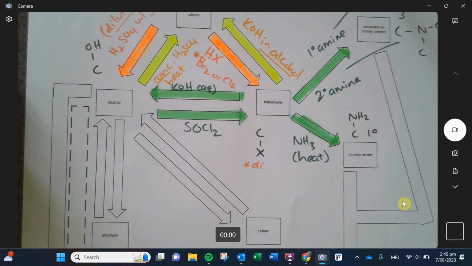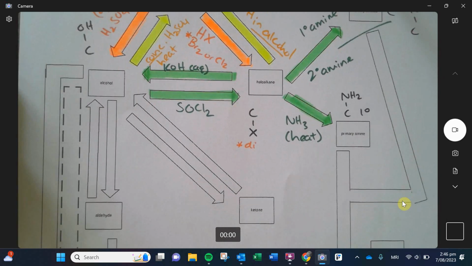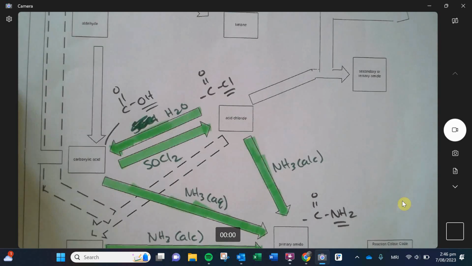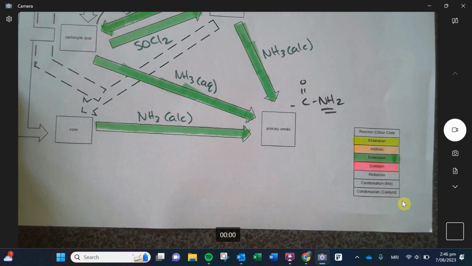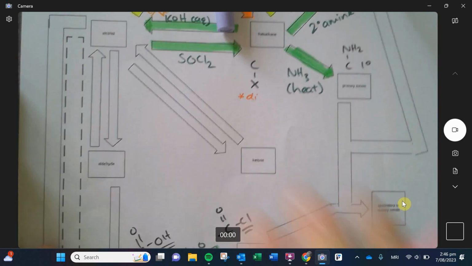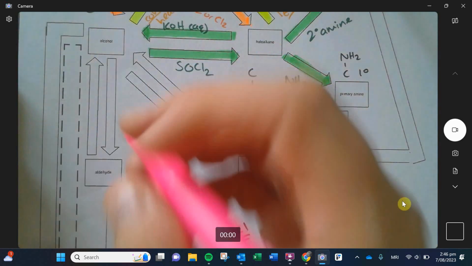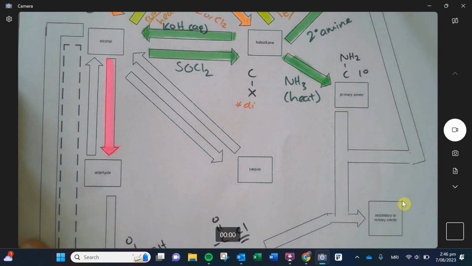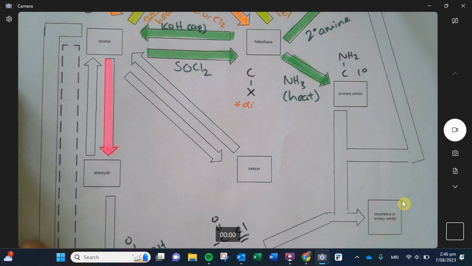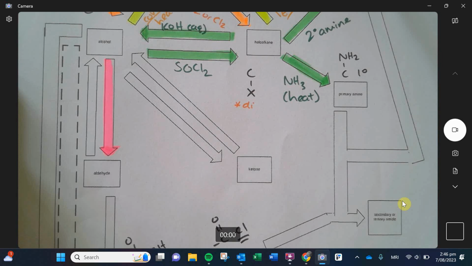Cool. So next thing that I would add is my oxidation reactions. So I'm going to do that in pink. Oxidation. And you guys should know the oxidation reactions because we've talked about it as identification tests. So if I want to go from an alcohol to an aldehyde, that's an oxidation reaction. Yeah, the stationary pack has the pink. Sorry.